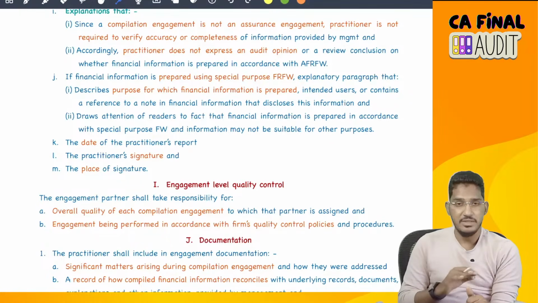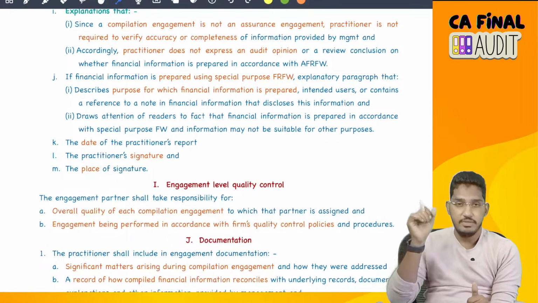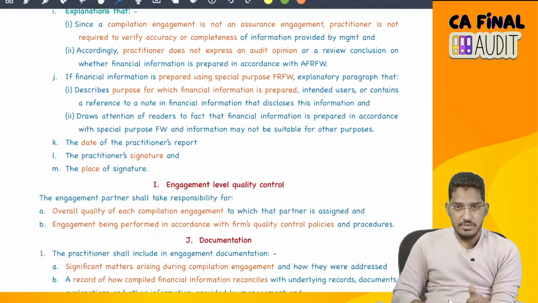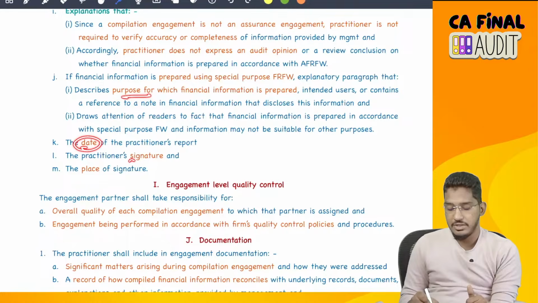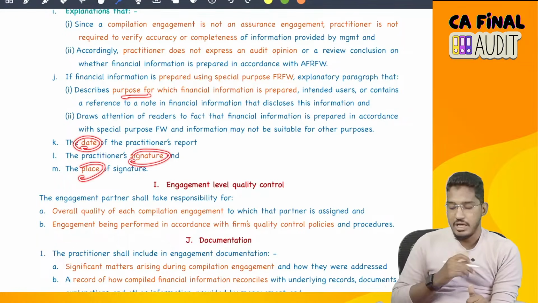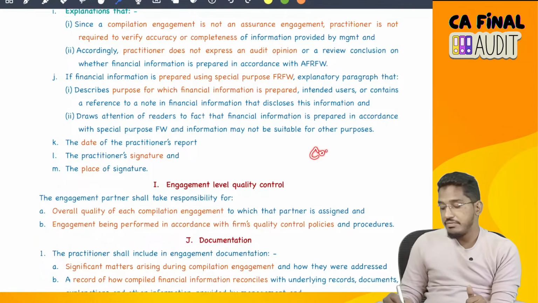Special purpose financial statements are for specific users, no? So for which specific users, for what purpose this engagement has been done, you have to clearly explain. And then finally the date of the practitioner's report, and you have to put the signature along with the place of signature. And even for compilation engagements you have to maintain the quality.